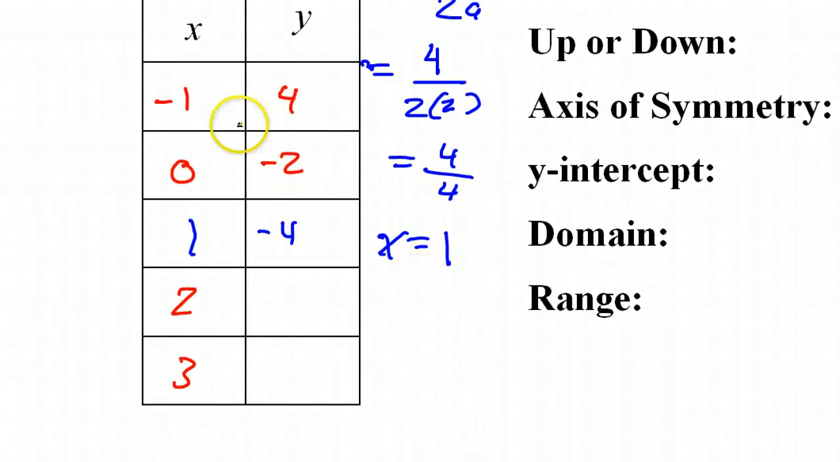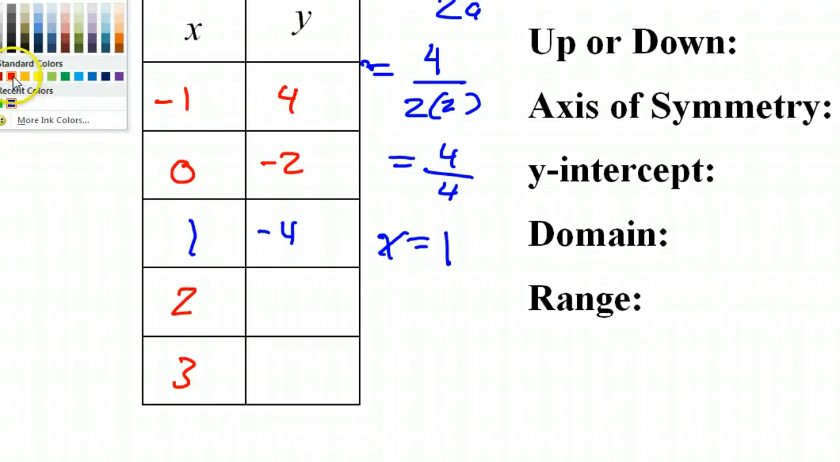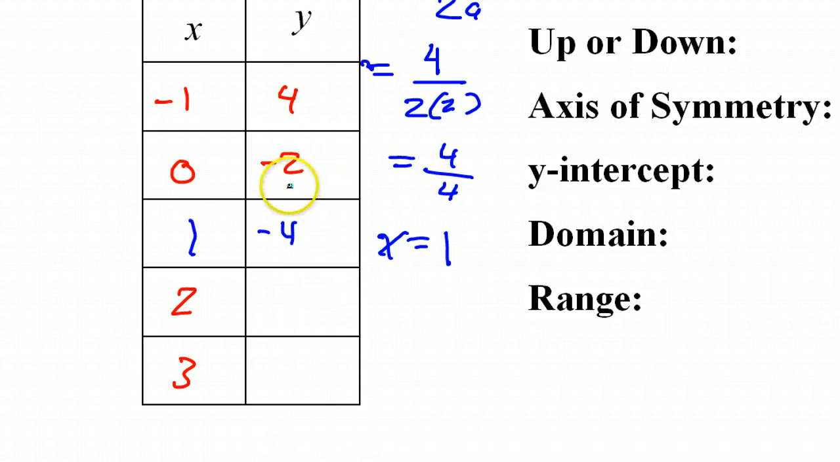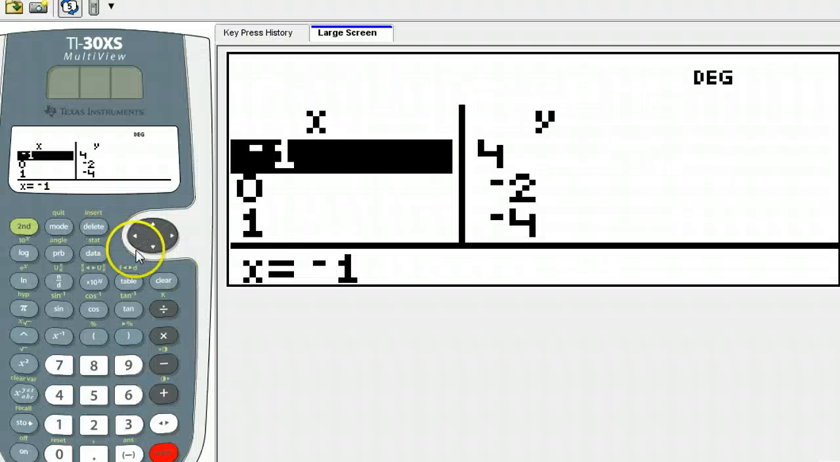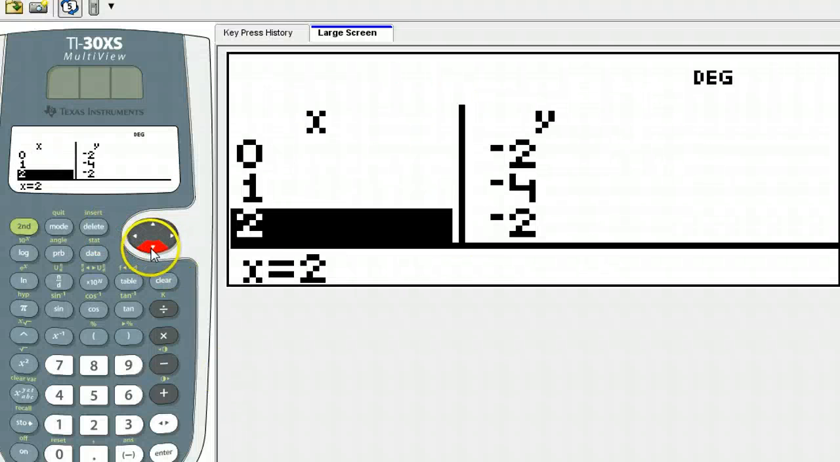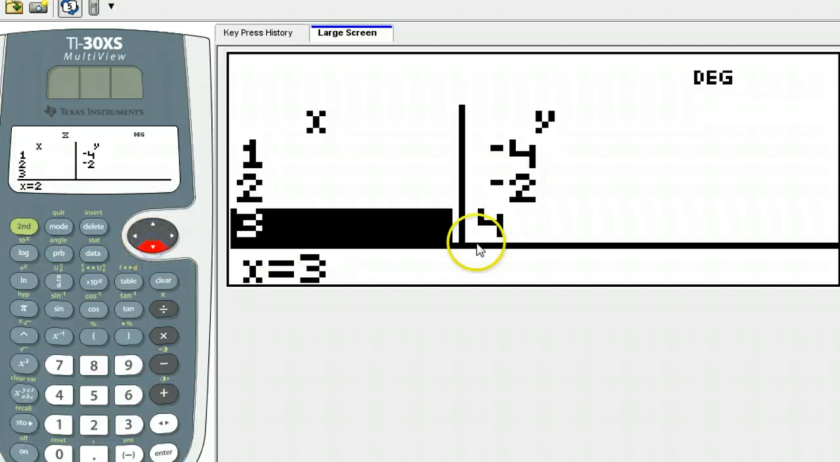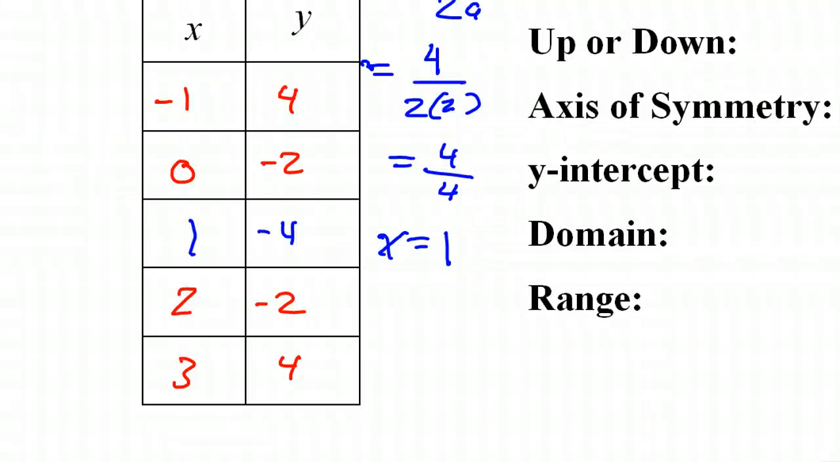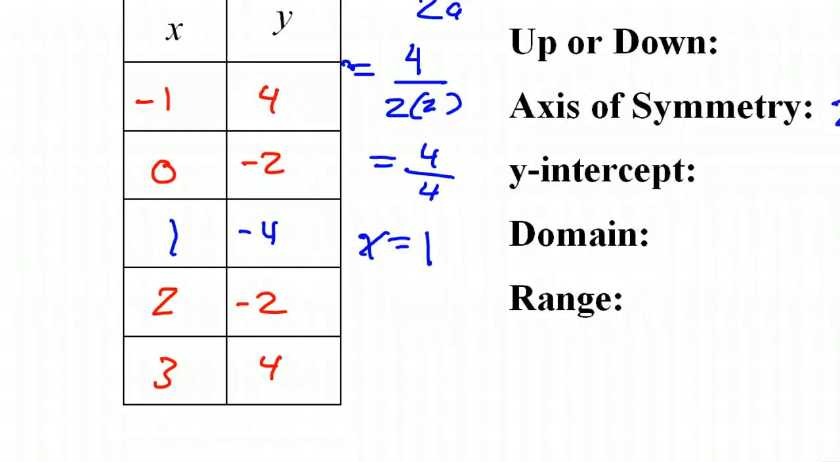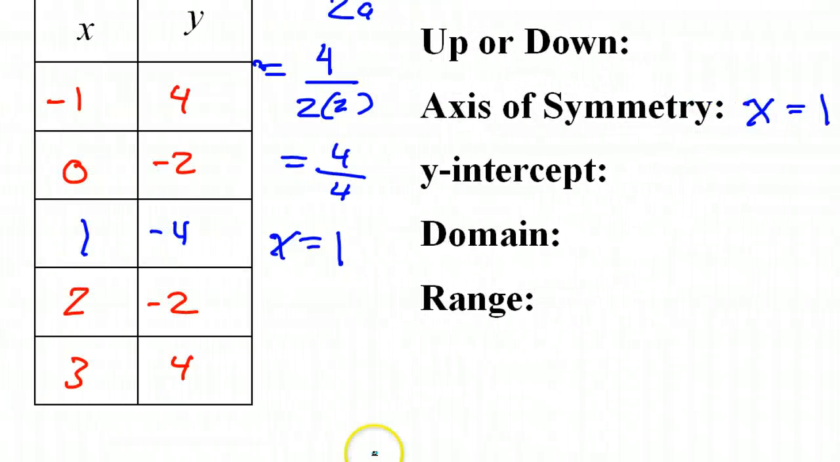Now, if we have done everything properly, we should have symmetry. So if this is -2, this should be -2. If this is 4, this should be 4. So let's scroll down and look for -2, 4. -2 and 4. So that reassures us that we are doing the right thing. Okay, let's go ahead and graph these points right now.